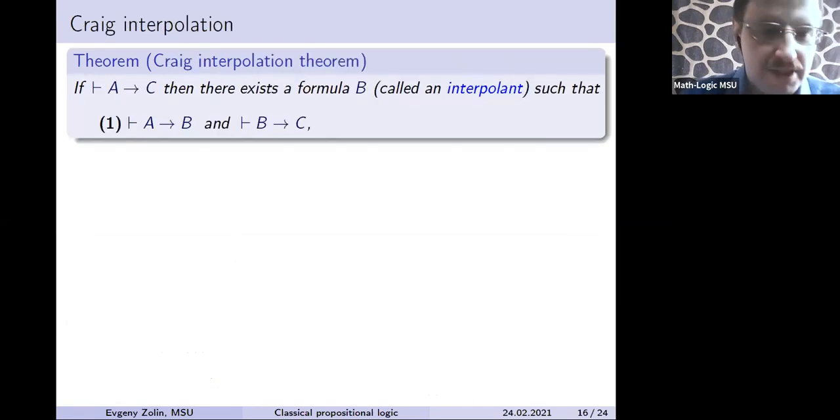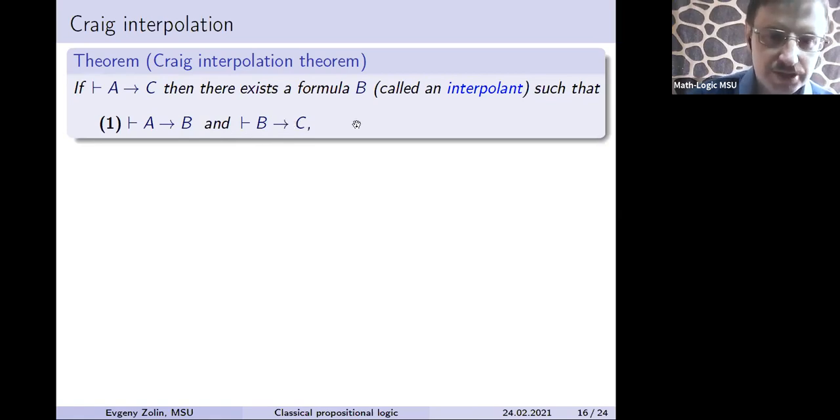Okay, now let's go to some new stuff. Craig interpolation theorem. In this theorem, if we have some implication, we build some formula in between. But this is easy if we don't have any other restrictions. For example, we can take B as just A or just C.